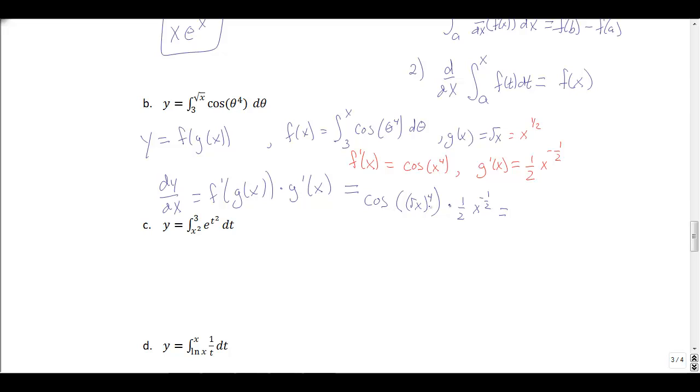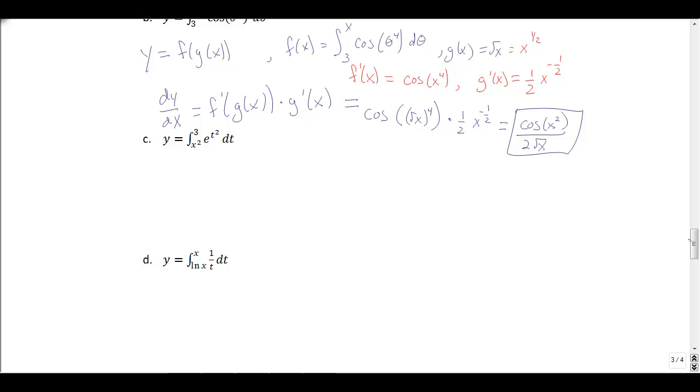Now, square root x is x to the 1/2, so square root x to the 4th is actually just x squared. So I get cosine x squared, and then x to the negative 1/2 I can write as 1 over square root of x. So I can put the 2 in the denominator, negative exponent puts an x to the 1/2 in the denominator, that's a square root of x. So there's really our derivative. Essentially, we're using the fundamental theorem of calculus, but with the chain rule thrown in.